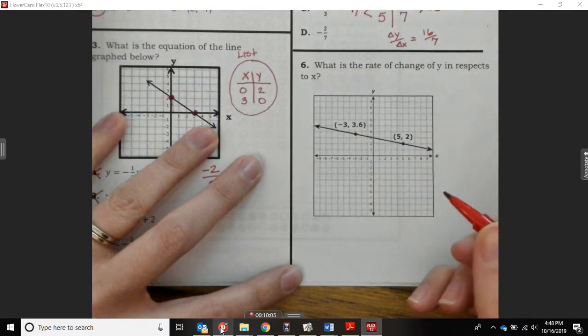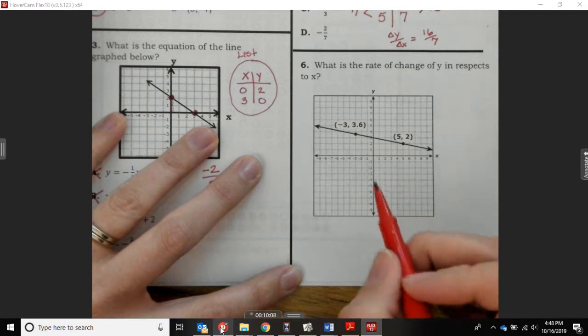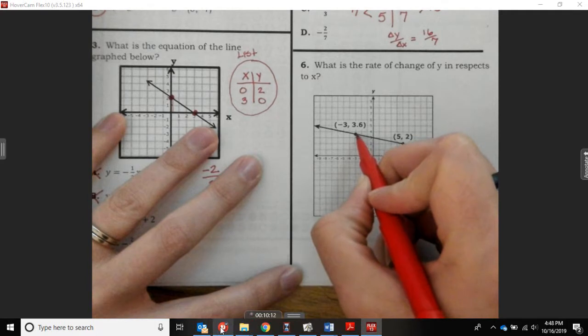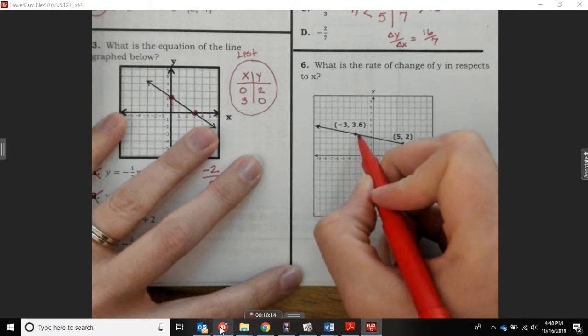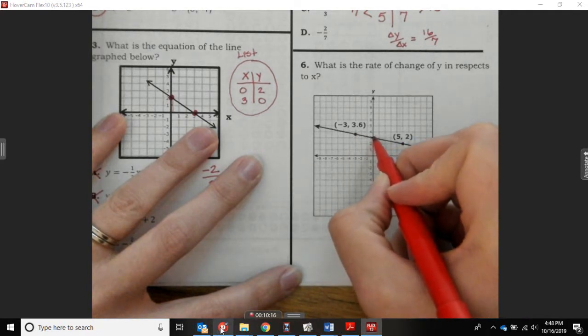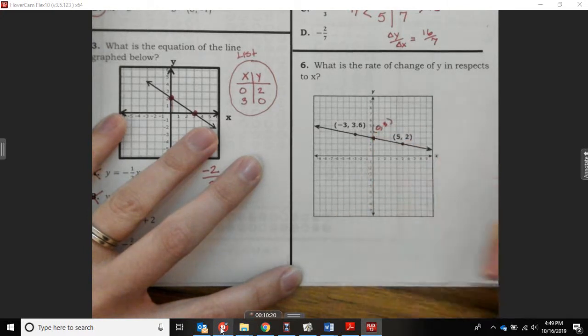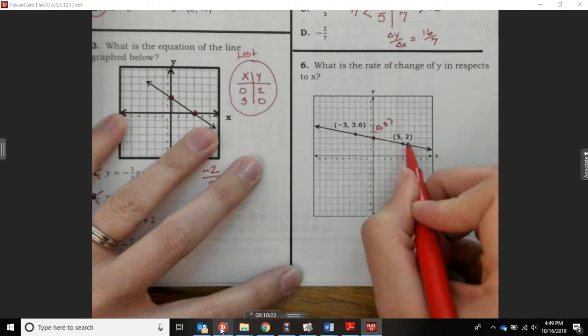Number 6. This is one of the most missed questions. Okay? I'm going to show you two ways. One is that you can just use your graph and count. But remember, if you're counting on a graph, you do not want to use a decimal. So I would use this point instead, the y-intercept, which is 0, 3. And then I would go to this point 5, 2.